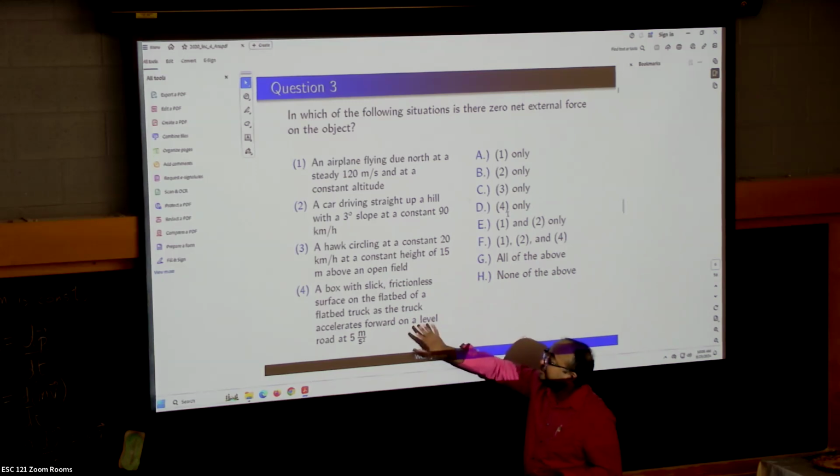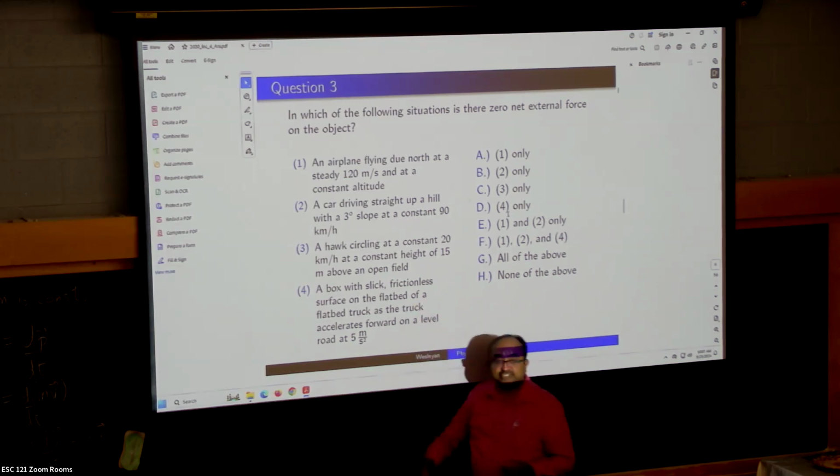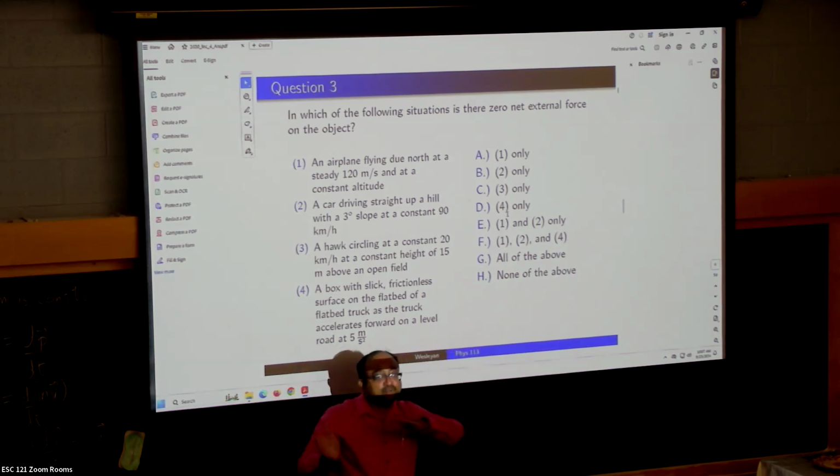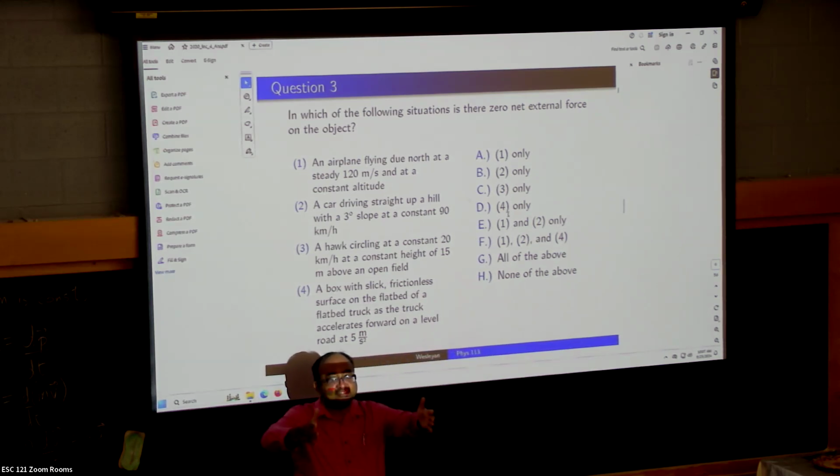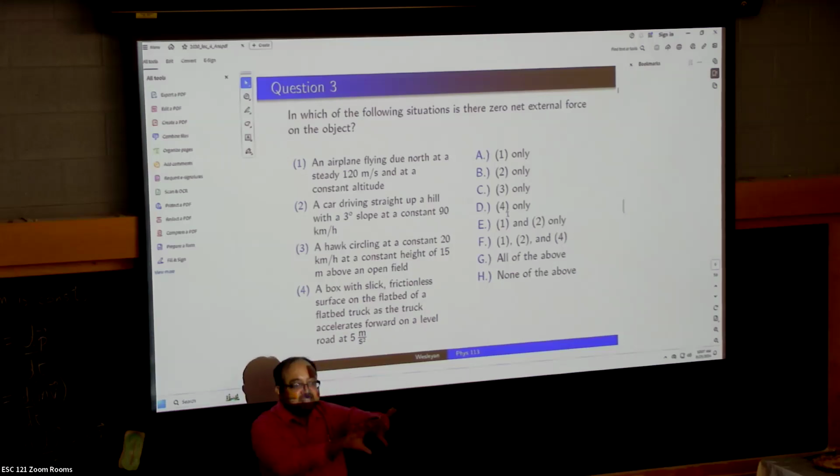And then here the box, because it's a frictionless surface, the idea is the truck would accelerate forward, the box would just stay where it is. And once the truck is completely out from underneath it, then it will fall down. But we're looking at the moment when it's still on the flatbed, the truck is just accelerating.